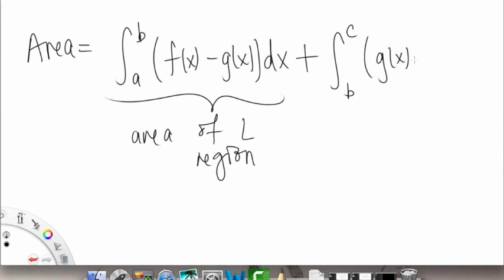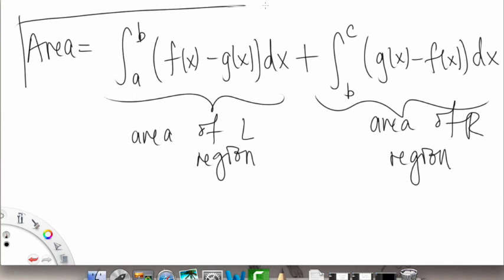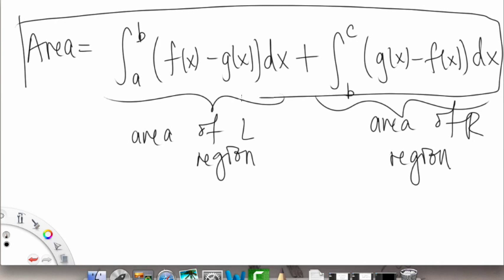So in this case, the g of x was on top, right? So top minus bottom is now g of x minus f of x. So this is the area of the right-hand region, all right? And this is going to be basically the total area over the interval a to c.